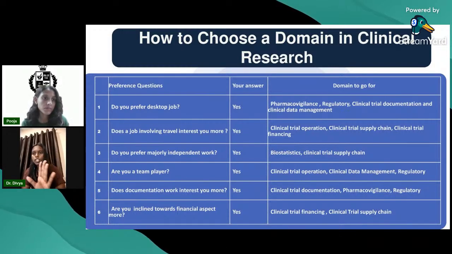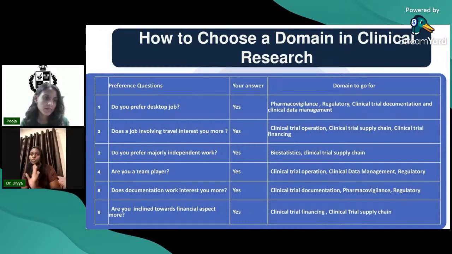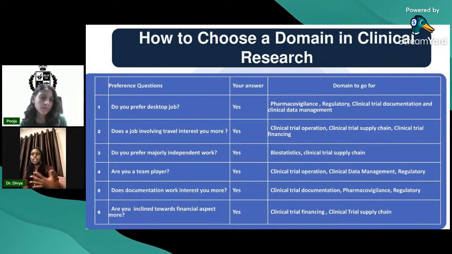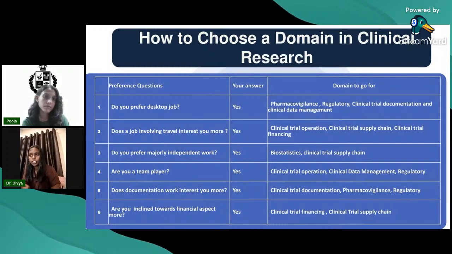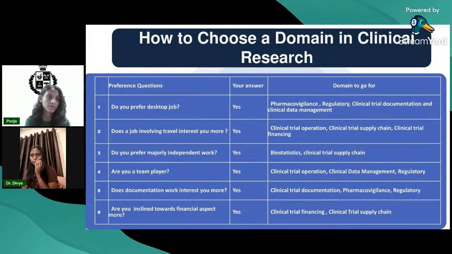The second question is, does a job involving travel interest you more? If you're someone who doesn't like sitting around, who likes to travel and meet people, then you should tick into the boxes of clinical trial operations, clinical trial supply chain, and clinical trial financing.